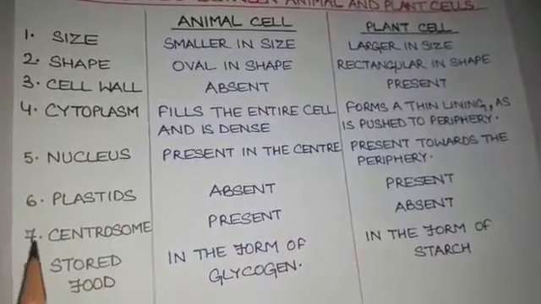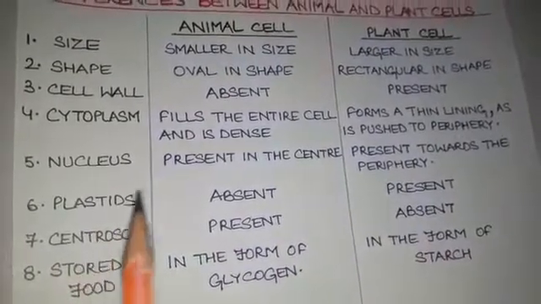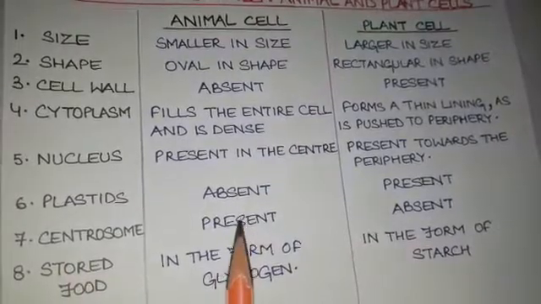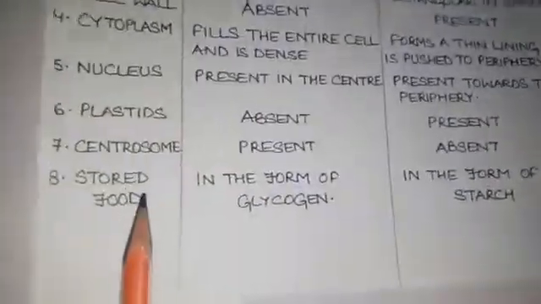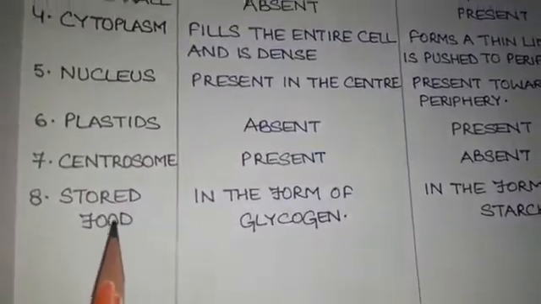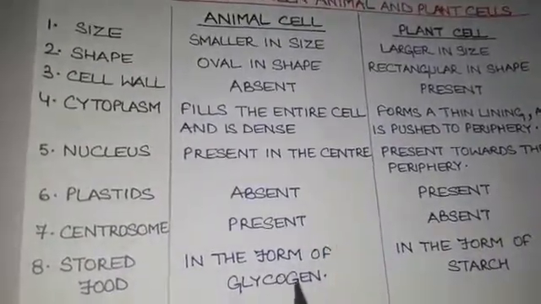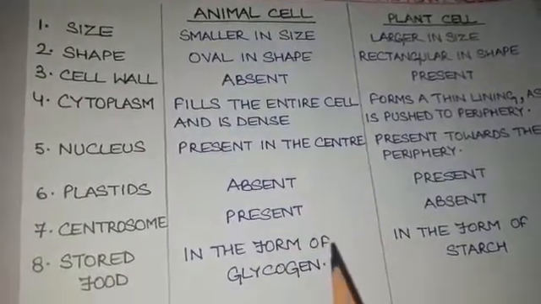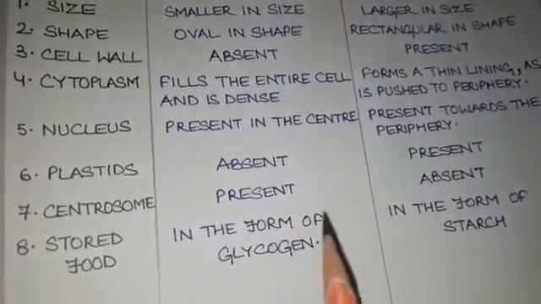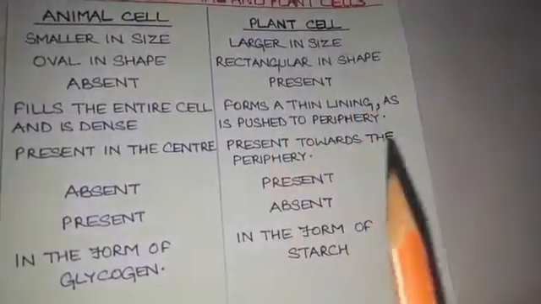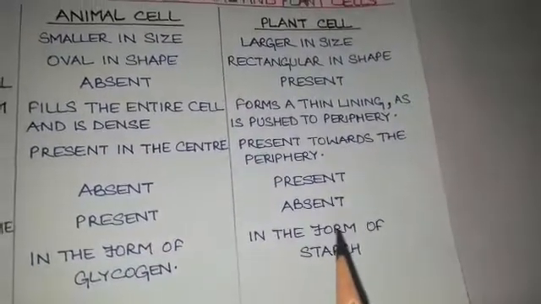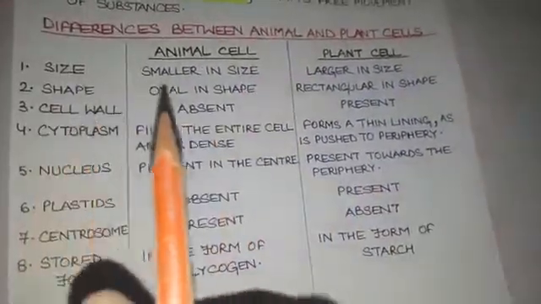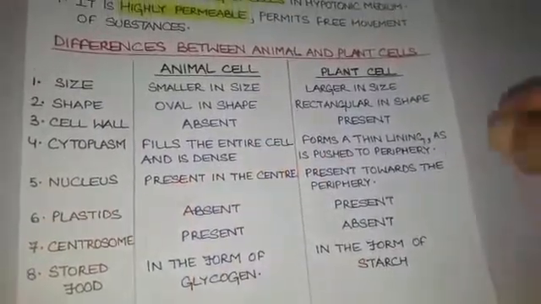Centrosome, again a cell organelle. Centrosomes are present in animal cells, whereas they are absent in plant cells. And the last characteristic is stored food. Students, in animal cells, the unused food is stored in the form of glycogen, whereas in the case of plant cells, the unused food is stored in the form of starch. So these are the basic differences between animal and plant cells.